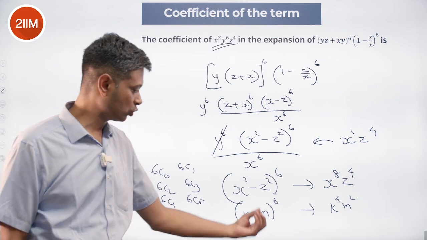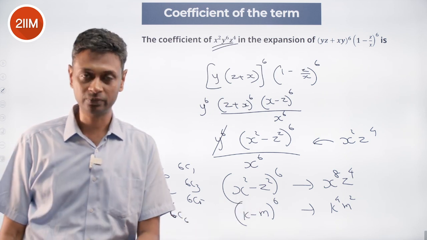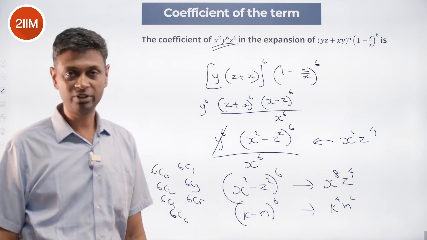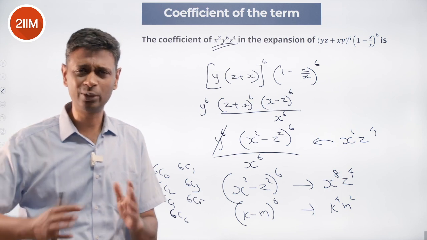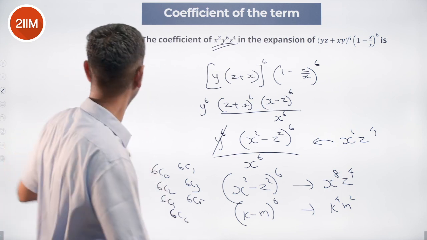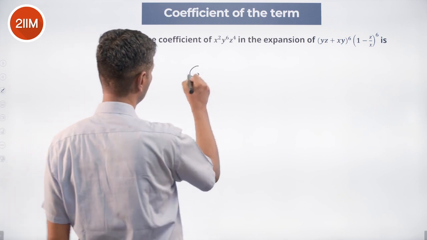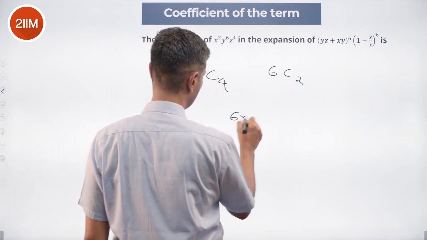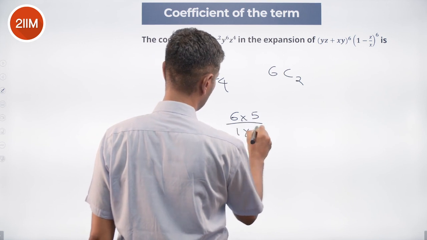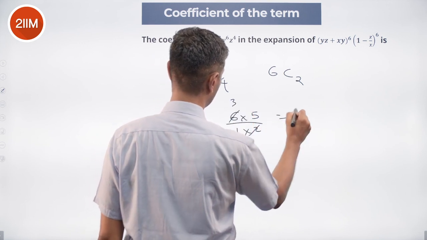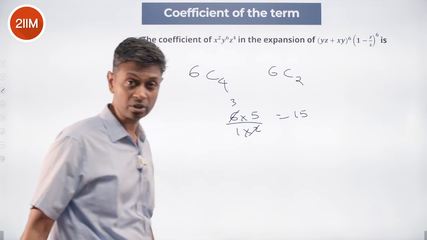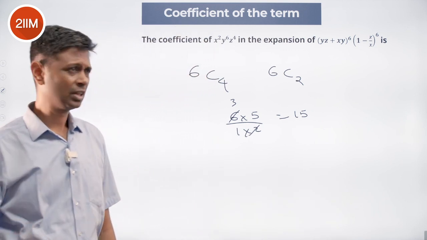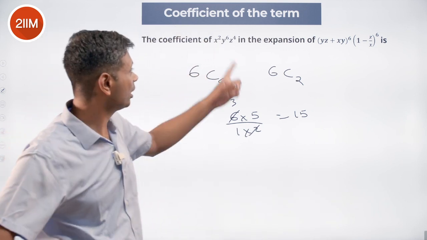First of all, once you square this and power 4 this, it's going to be positive. And we're looking at 6c4 or 6c2, depending on which way you look at it. Both are equal. We're looking at 6c4 as the answer, which is nothing but 6c2, 6 into 5 by 1 into 2, 3 into 5, 15. Beautiful question, because it's not easy, but it's not half as challenging as it appears at first sight.